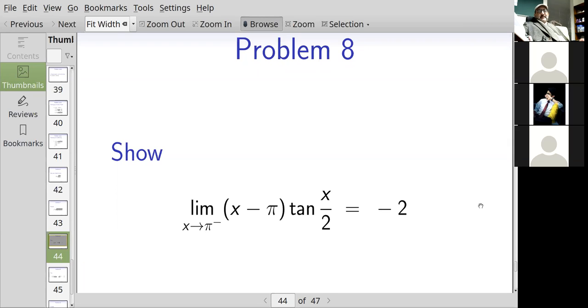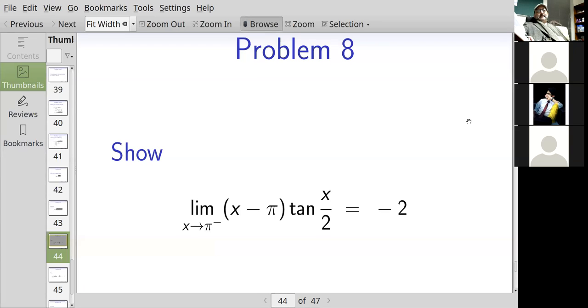So the way to do this, remember we saw a problem that had the indeterminate form 0 times infinity before. So go back, take a look at that problem, see how we worked that one, and try and work this one in a similar way.